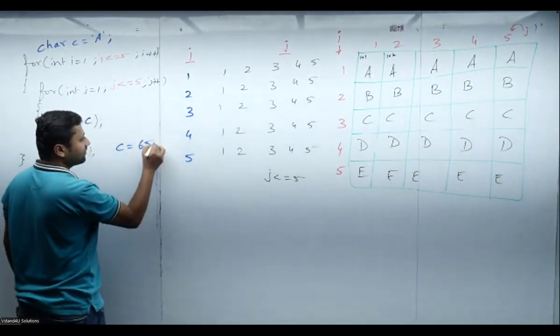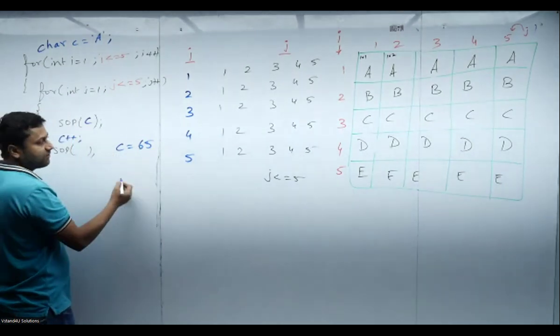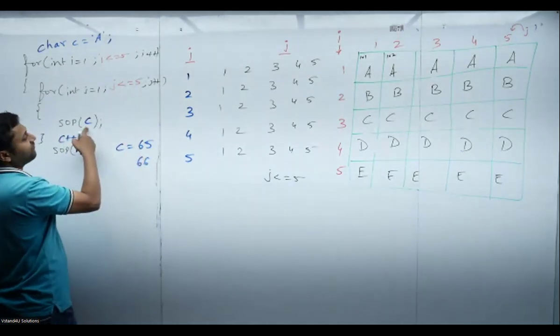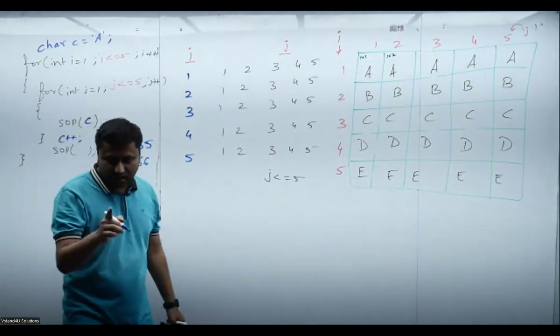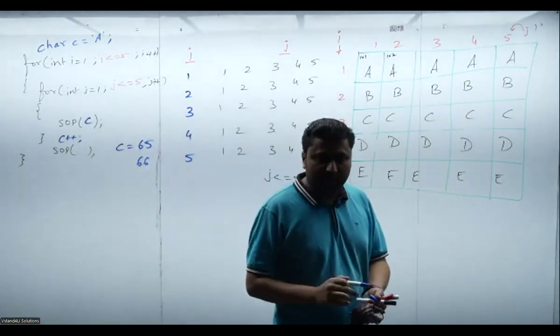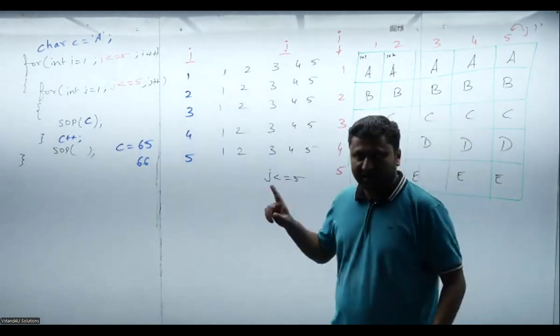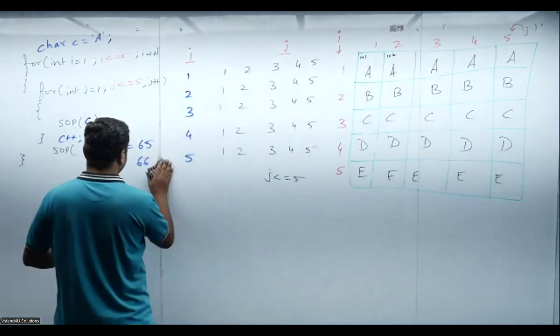It is holding. When you say 65 plus plus, it will become, in character format, B. Are you with me? So B will be printed. This is one approach. Agree? Shall I show you other approaches?